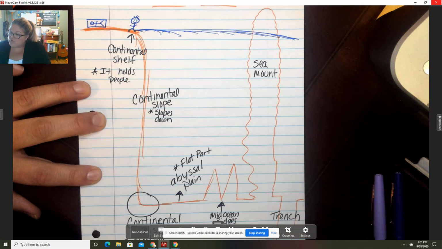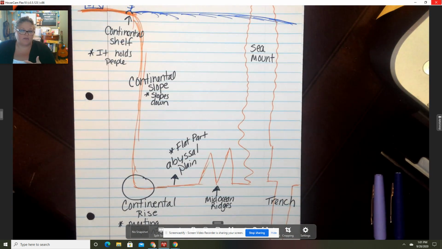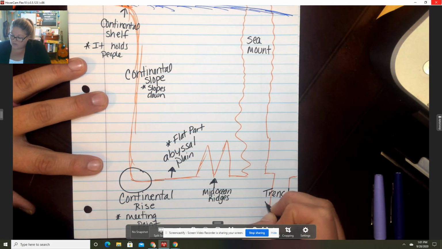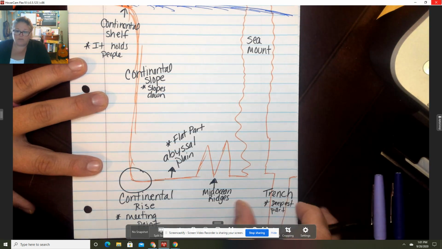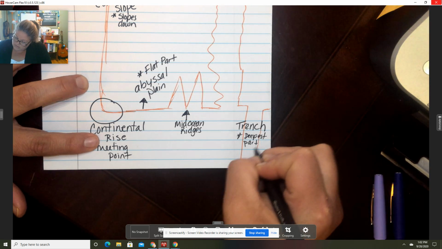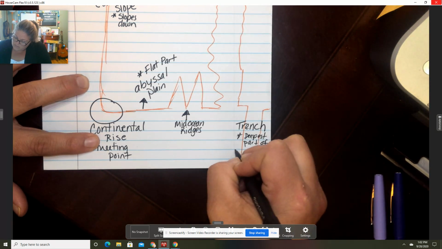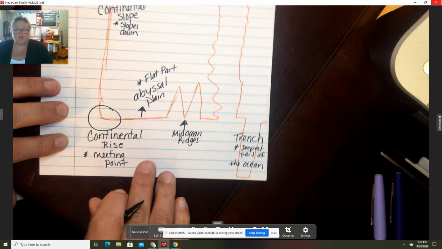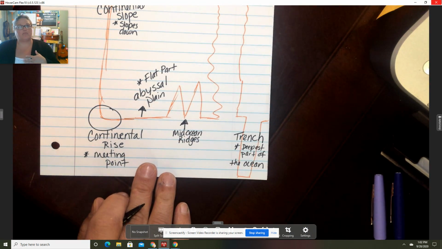Now, trenches vary. Okay, so trench just means that it goes down. So we're going to say the deepest part of the ocean. I'm running out of room. Part of the ocean. Okay. So there's a trench that I think Bill and I talked about yesterday, the Mariana Trench.